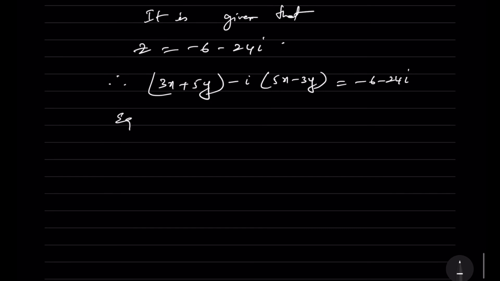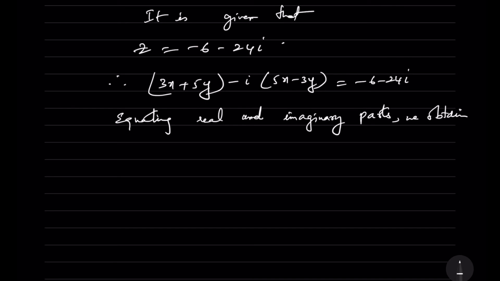So equating real and imaginary parts, we obtain 3x plus 5y is equal to minus 6, and 5x minus 3y is equal to 24. So equation 1 and equation 2.